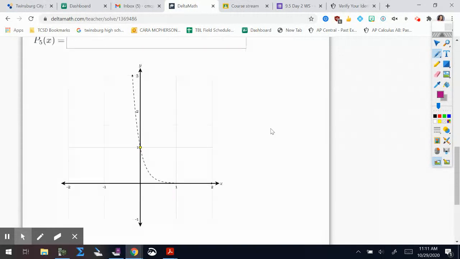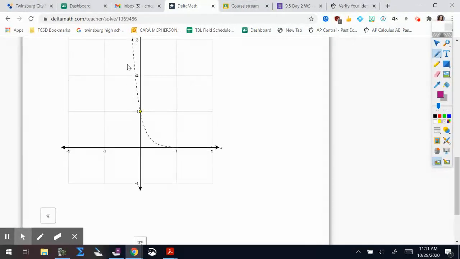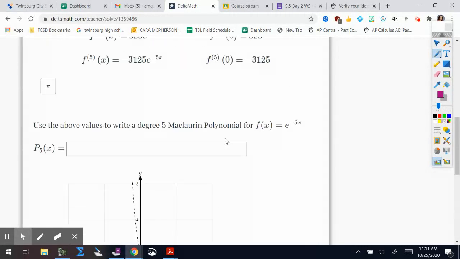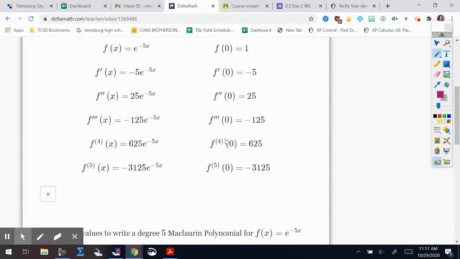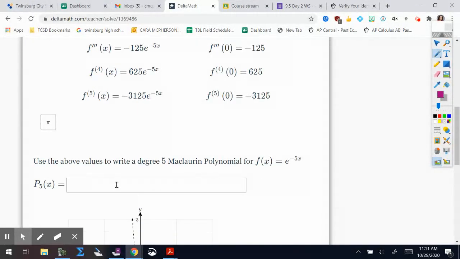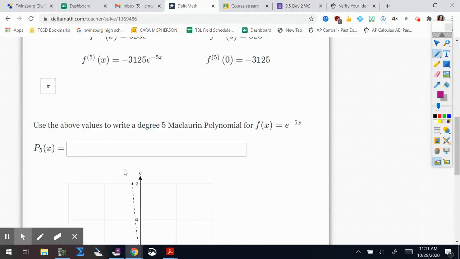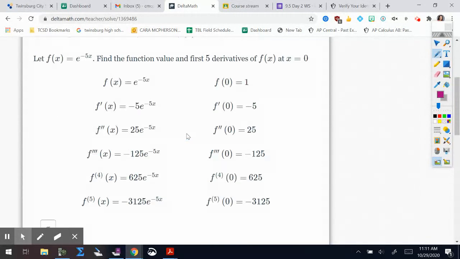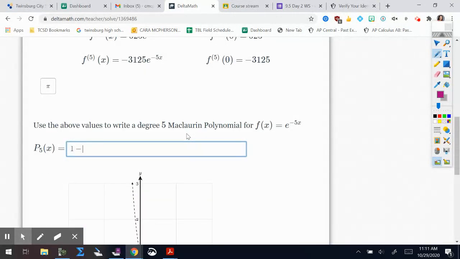Try. What they'll give you is a picture of e to the negative 5x. So that's what they start out. And they're going to ask you to write out this big polynomial. And as you write it out, it's going to kind of show you the graph that's forming. So my first term is just 1. And then my second term is going to be a negative 5. And then it's going to be x to the first power.